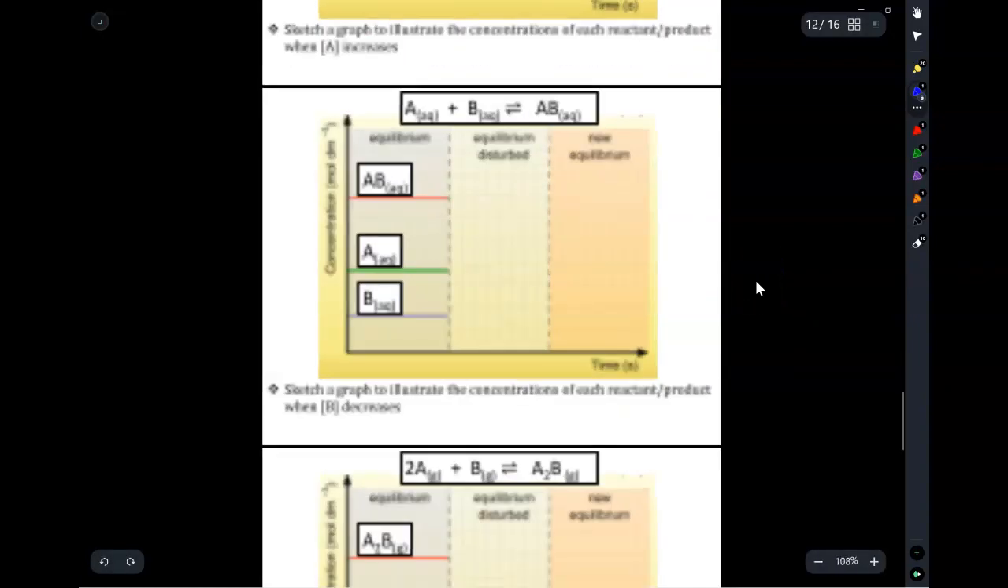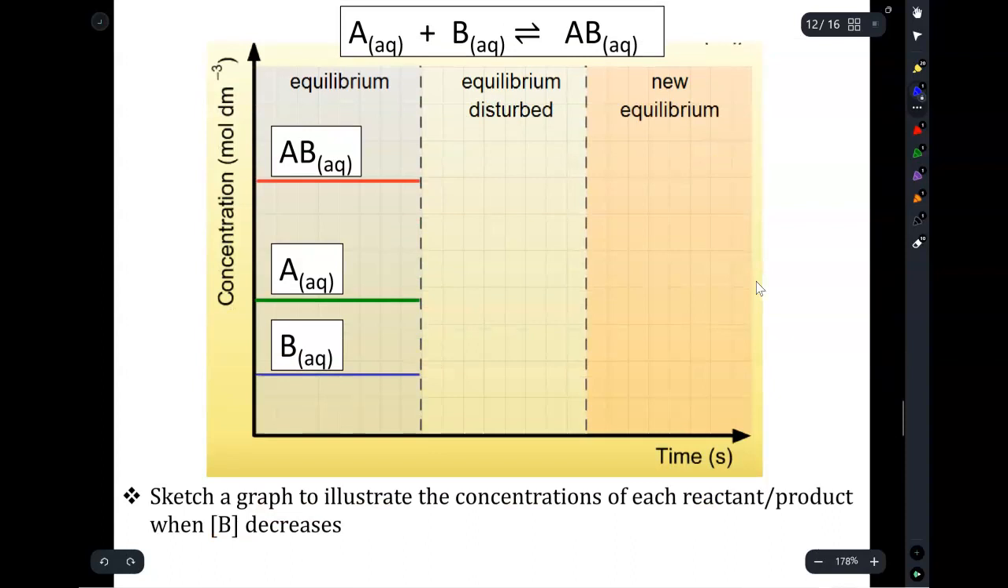Okay, here we go. Let's take a look at this one. Here we have a decrease in the B concentration. This in turn makes it less likely for the A and B to combine together because it's hard for them to find each other now. As such, the forward direction is disadvantaged and has a lower rate of reaction than the reverse direction, which has a greater rate of reaction.